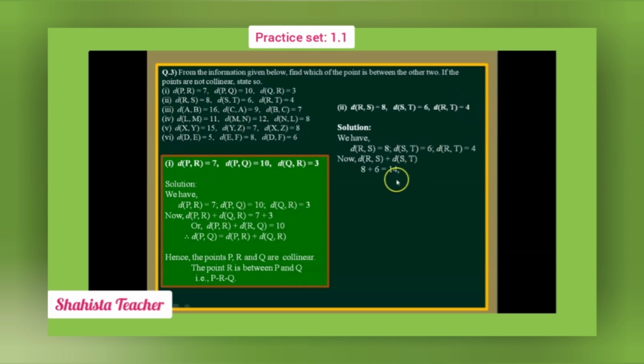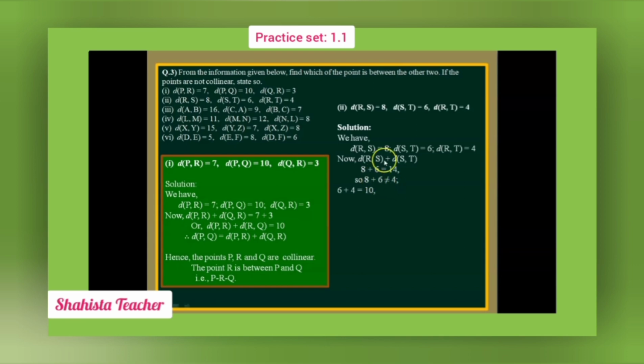So this condition is not satisfied. 8 plus 6 is not equal to 4. That means it is not collinear. We'll try some other one. Now here 6 plus 4, distance of ST plus distance of RT. That is equal to 10. So 6 plus 4 is equal to 10.